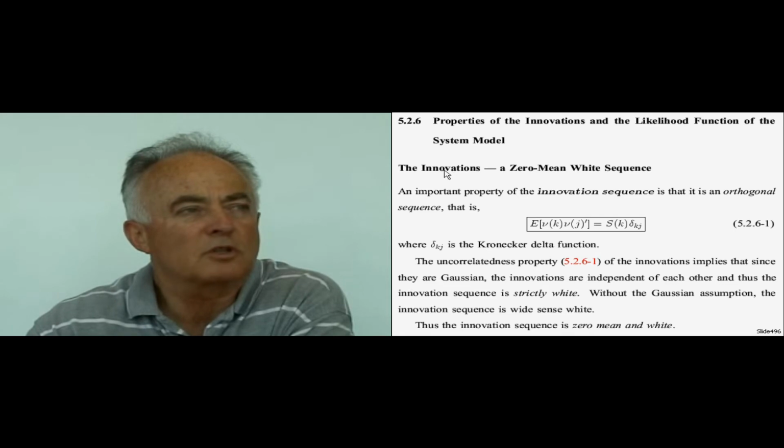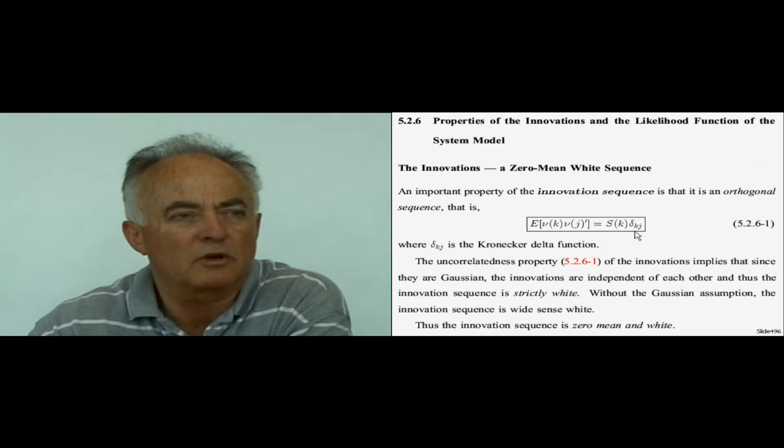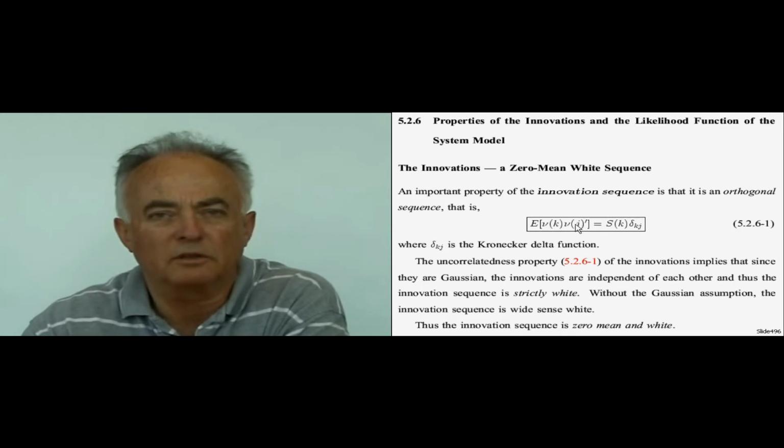So, the first thing is the innovations. We'll show that innovations constitute a zero-mean white sequence. The innovations are orthogonal to each other. E[nu_k nu_j transpose] is S_k delta_kj. That's the Kronecker delta function, which means if k is not equal to j, they are uncorrelated, they are white.